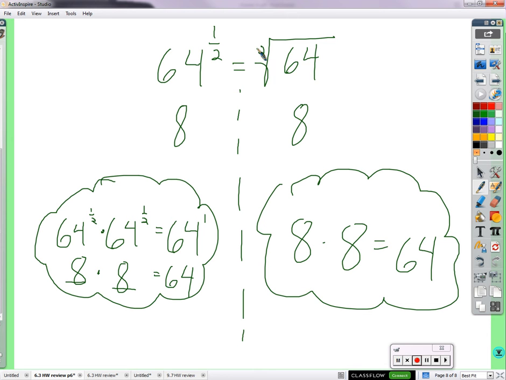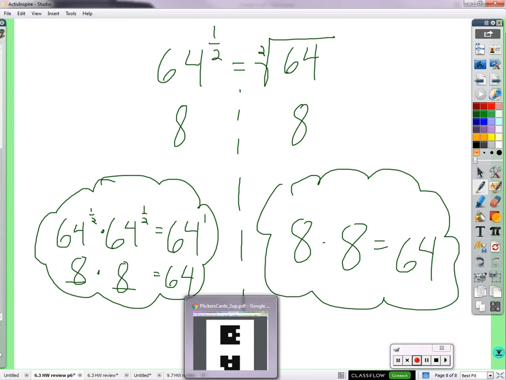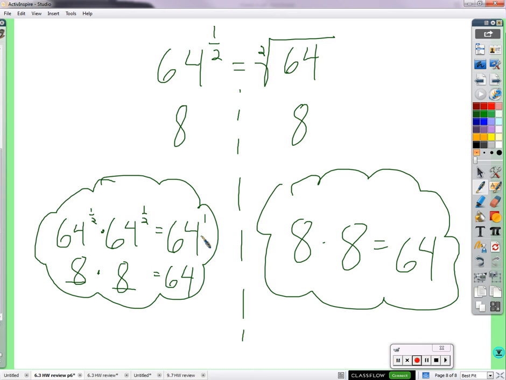Richard? Why would you say 64 to the first if it just equaled 64? Well, I'm just writing it. I rewrote it here without the 1 because we all know it's just 64. Okay. We have to have that one. No. I'm just showing you what these add together to. They add together to make 64 to the first power.